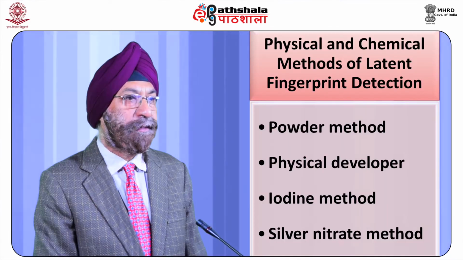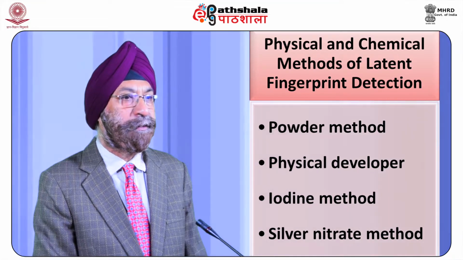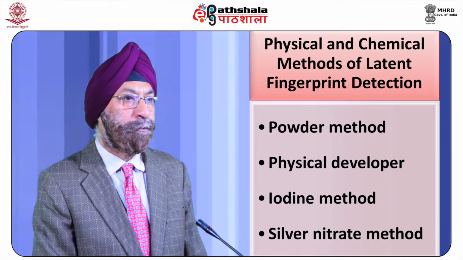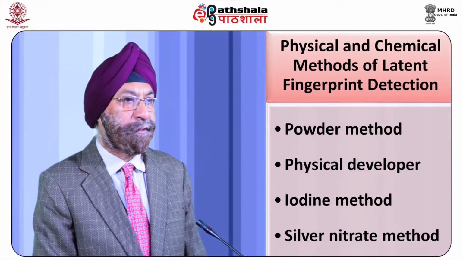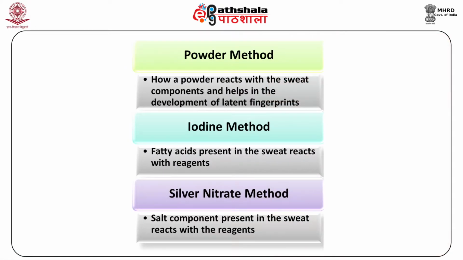In the third week, you will study about the different types of physical and chemical methods of latent fingerprint detection, including the powder method, the physical developer method, the iodine method, and the silver nitrate method. For instance, in powder method, you will learn how a powder reacts with the sweat components and helps in development of latent fingerprints. Similarly, in case of iodine and silver nitrate methods, the fatty acid and the salt components present in the sweat react with the respective reagents and develop sharp and clear fingerprints.